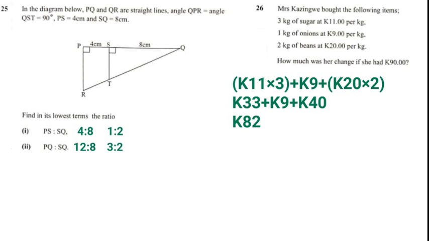So she spent 82 kwacha. Now she had 90 kwacha. So we are going to find out the change, which is going to be 90 kwacha minus 82 kwacha, which will give us 8 kwacha. So her change was 8 kwacha.